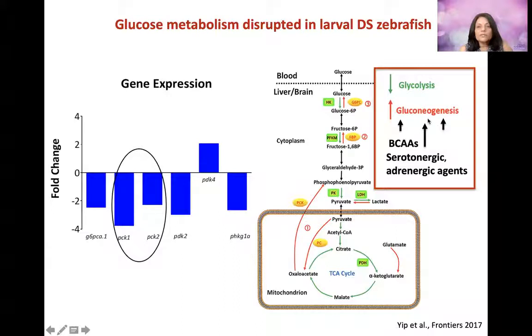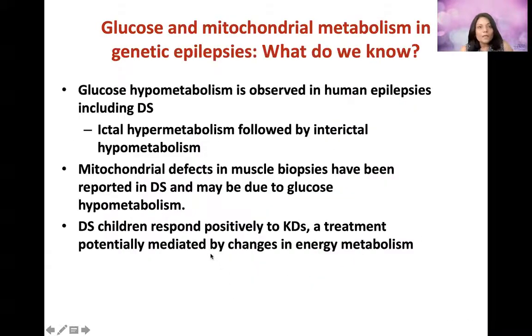And so gluconeogenesis is the process by which glucose is made from substrates, and it's kind of the opposite of glycolysis. However, gluconeogenesis uses a distinct set of enzymes and steps, which are not common to glycolysis. So what do we know about glucose and mitochondrial metabolism in the genetic epilepsies?